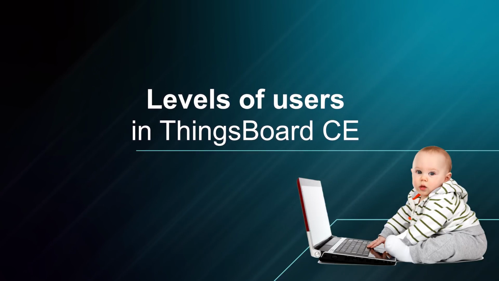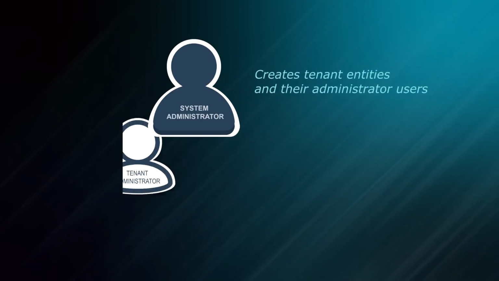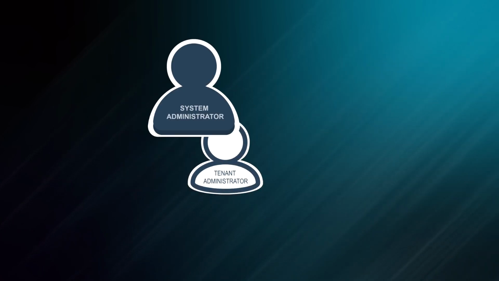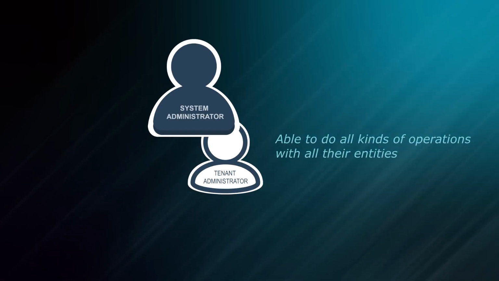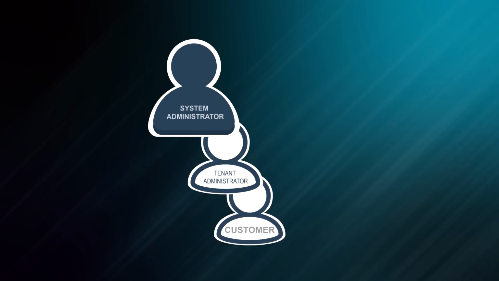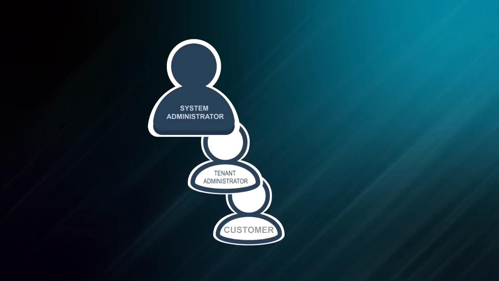Community Edition supports 3 levels of users: system administrator, who creates tenant entities and their administrator users; tenant administrators, users who are allowed to do all kinds of operations with all their entities; and customers, who are created by tenants and have limited permissions. They are able to access and control devices that are assigned to them by the tenant administrator.